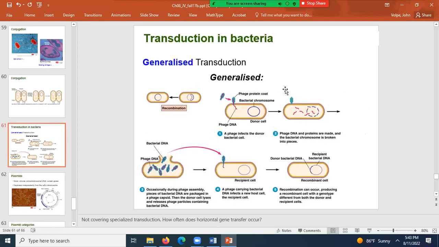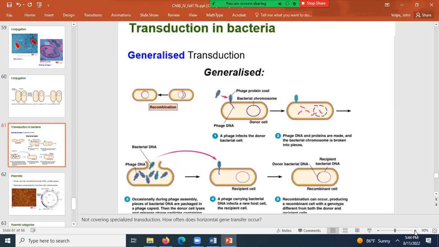All right. The third way that genes can move between cells of the same generation is by transduction. Transduction involves a virus, and we haven't talked about viruses yet, so let me talk a little bit about viruses, and then you'll understand it maybe a little better after we've talked about viruses.